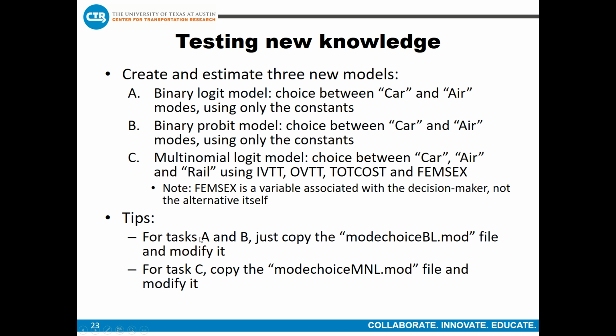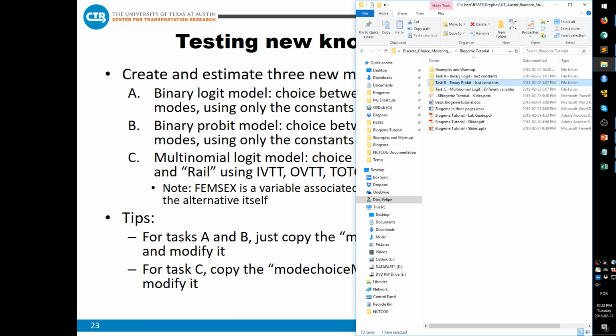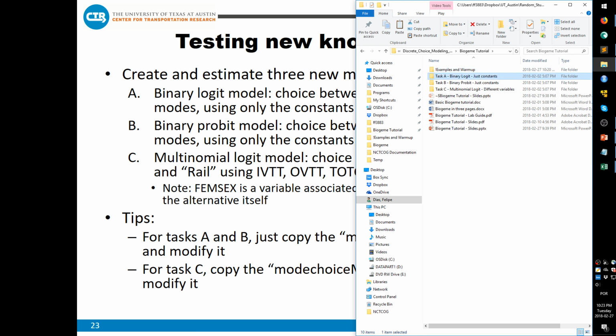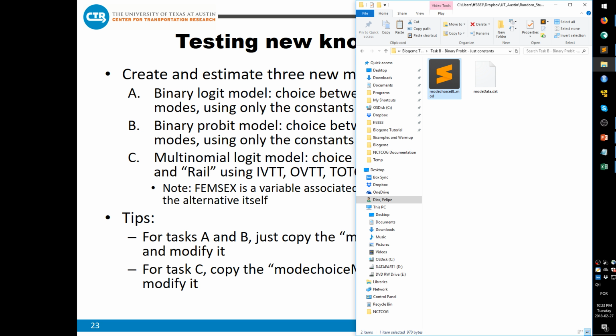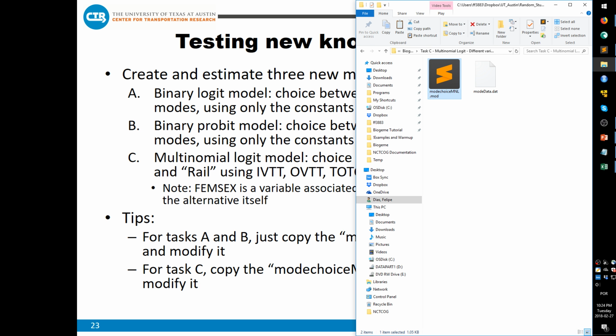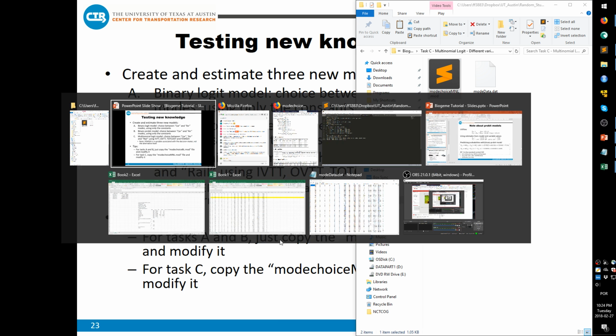Just a couple of tips for task A and B: just copy model choice bl.mod into the folders. I've already created the folders for task A, B, and C. Here you have task A, task B, and task C. All 3 of them have the data file just copied again. So what you want to do is copy mode choice bl.mod up here and here, and make some changes to it, and copy mode choice mnl here into task C and make some changes to those.